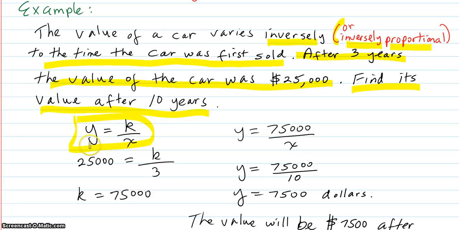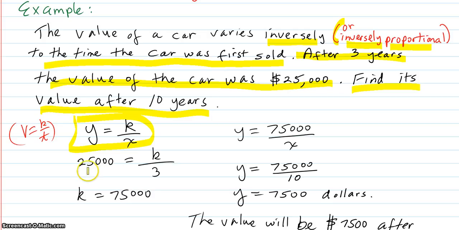But anyway, here is the equation. The value of the car is inversely proportional to the time. I could have used something better like v equals k over t, but that's okay. We'll go with this: y equals k over x.